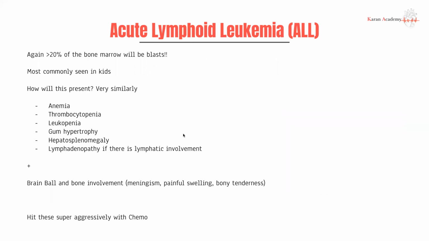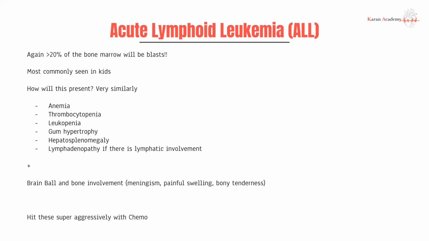Now, acute lymphoid leukemia, very, very similar. As I said, it's going to be tons of blasts. These blasts are going to be lymphoid in origin. You're going to have more than 20% of the bone marrow being blasts, and this is most commonly seen in kids. And it presents with pretty much the exact same set of symptoms.